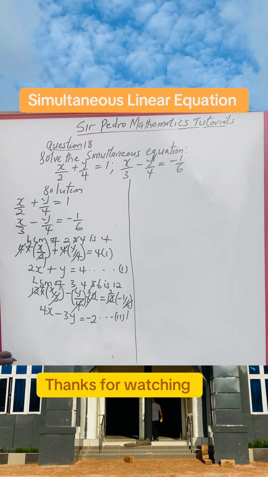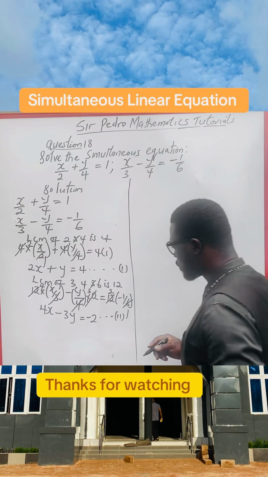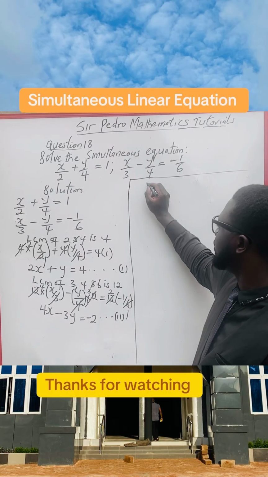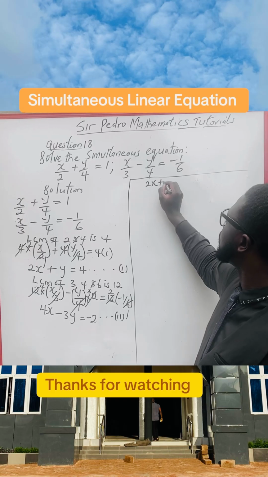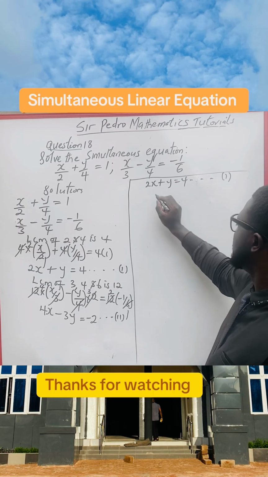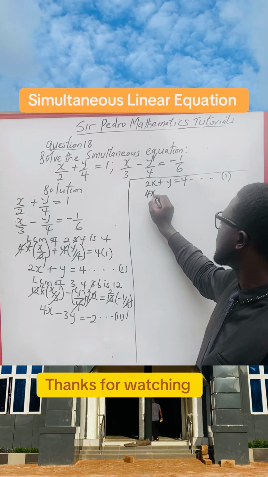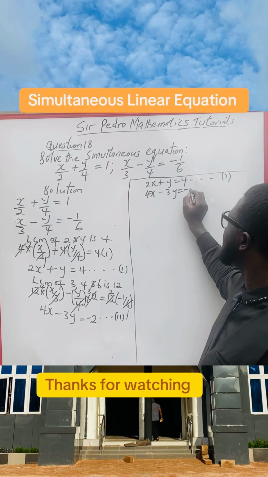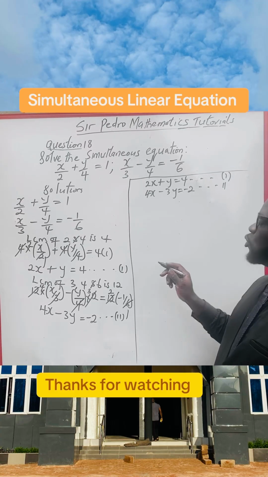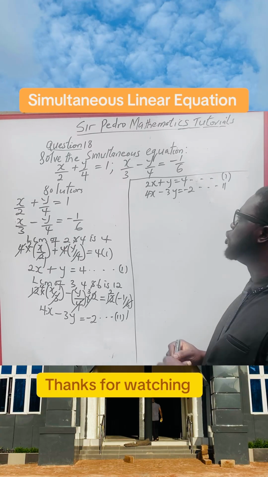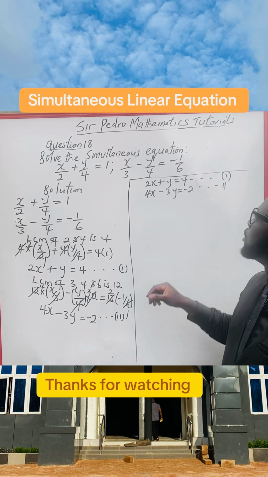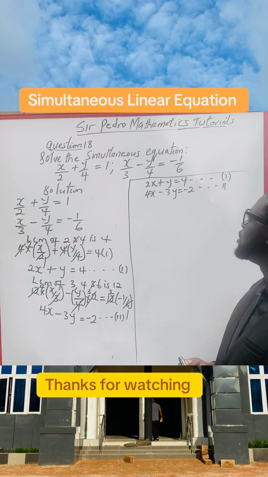Okay? So what we do now is for us to solve them simultaneously. So the first one is 2x plus y equal to 4, equation 1. And we have 4x minus 3y equal to minus 2, equation 2. Alright. So quickly, we have various methods we can use in solving this simultaneous linear equation, but let's just take the elimination method.